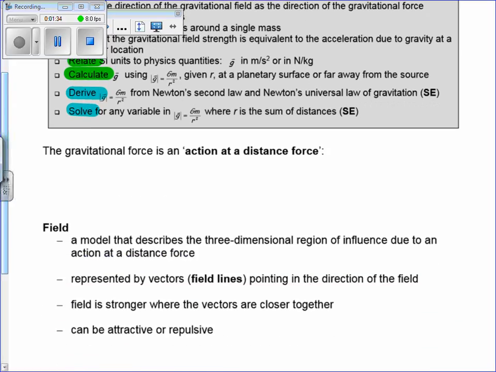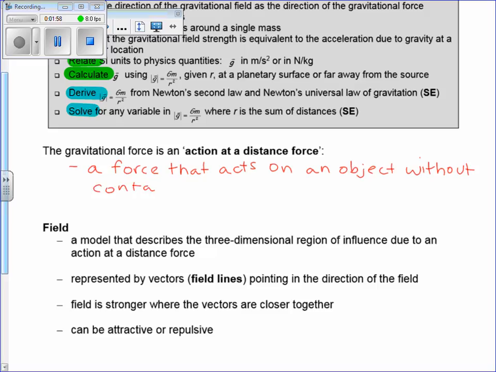So the first thing that we're going to talk about is the fact that gravitational force is an action at a distance force. So what that means is it's a force that acts on an object without contact. So it acts on objects. Really, what happens is it acts on objects with a couple of mediating particles, which we talked about yesterday. So it's also called a non-contact force.